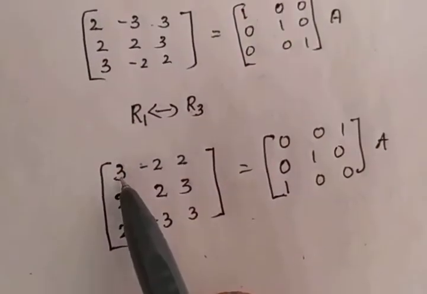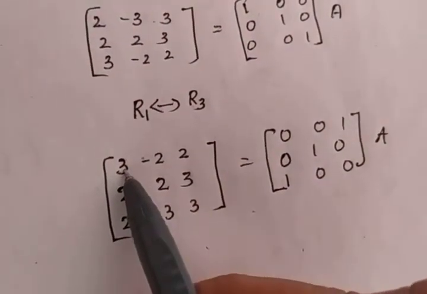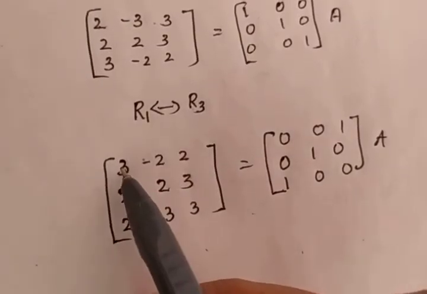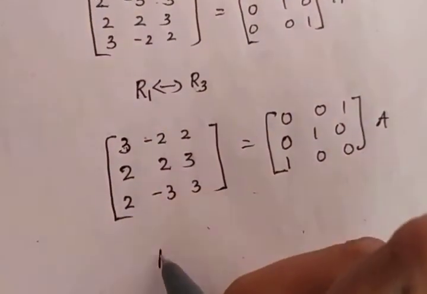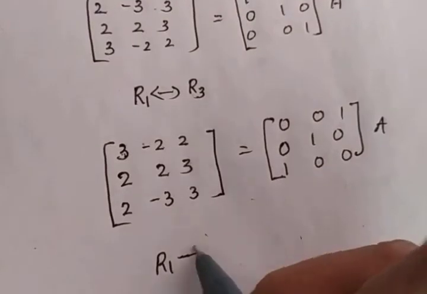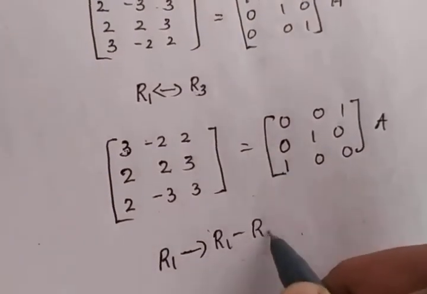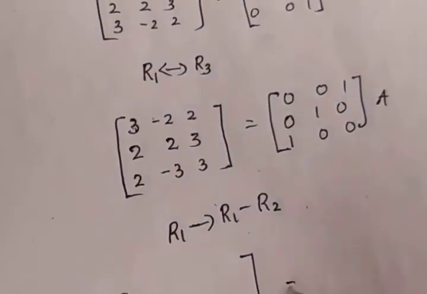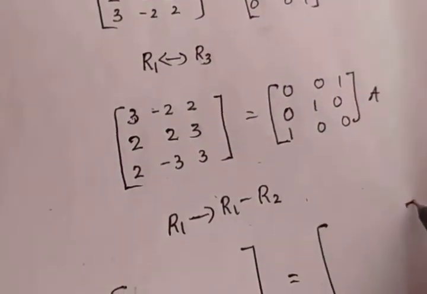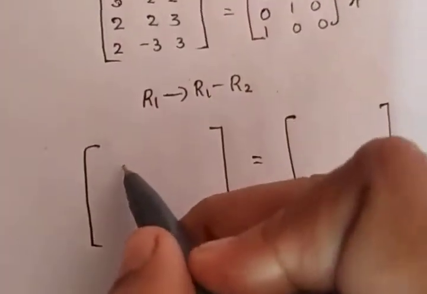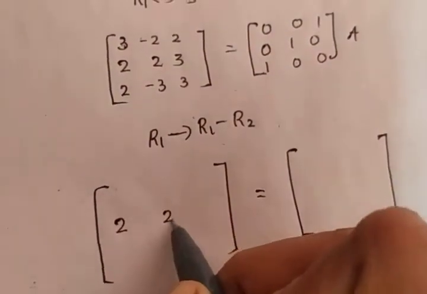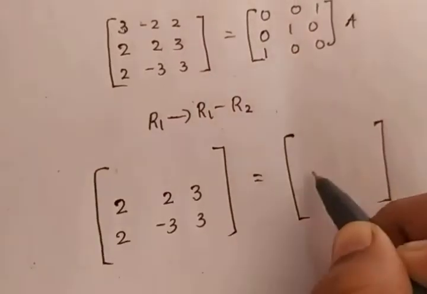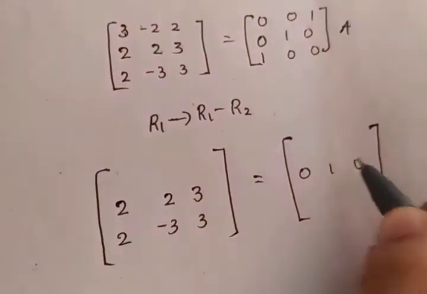Now to make the first row, first element 1 is very easy. What we can do is either we subtract R1 and R2 or we subtract R1 and R3. So I am going to do R1 changes to R1 minus R2. So which two rows remain the same? Second and the third row. So second row 2, 2, 3 has no change. Third row 2 minus 3, 3 has no change. Here also 0, 1, 0 has no change.